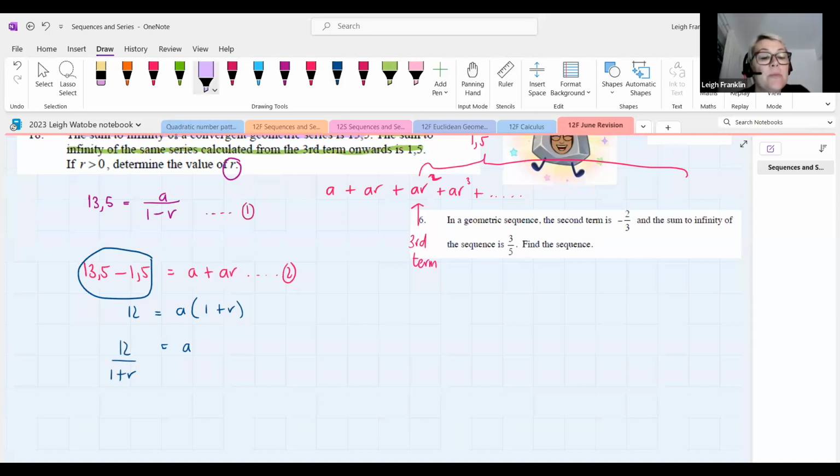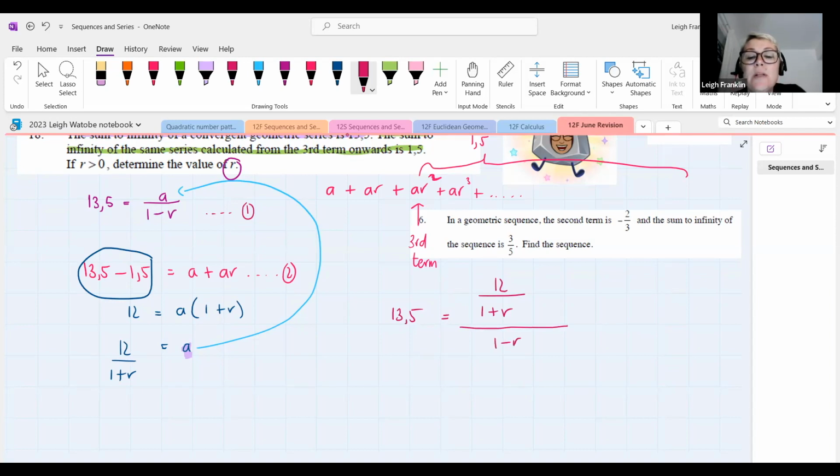Now, the reason why it's good to make A the subject of the formula is because you now want to go and sub back into the other equation. So you'd have 13.5 is equal to A in terms of R, which would be 12 over 1 plus R, and all of this is over 1 minus R. And this is when it starts to become a little bit more difficult. Okay, remember the maths, the technicalities. Remember, this is 13.5 over 1. So you can cross multiply. So you'd end up with 13.5 multiplied by 1 minus R, and that would be equal to 12 over 1 plus R.